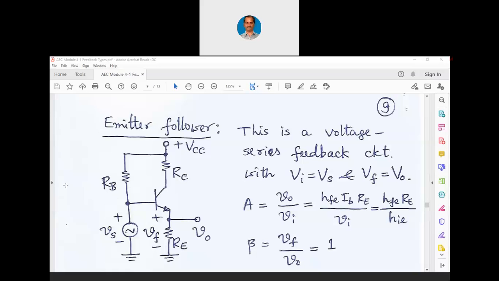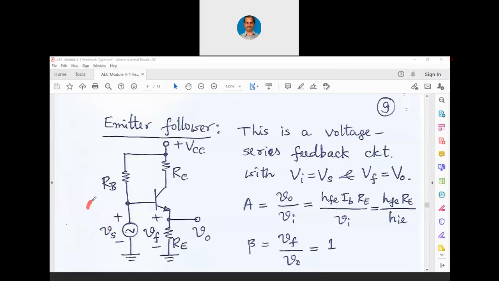And it is again a voltage series feedback. How is it a voltage series feedback? Let us see that. This is a voltage series feedback circuit with Vi equals Vs and Vf equals V0. Input voltage to the complete amplifier is Vs itself, and output voltage itself is the feedback signal here, because let me write by annotating.